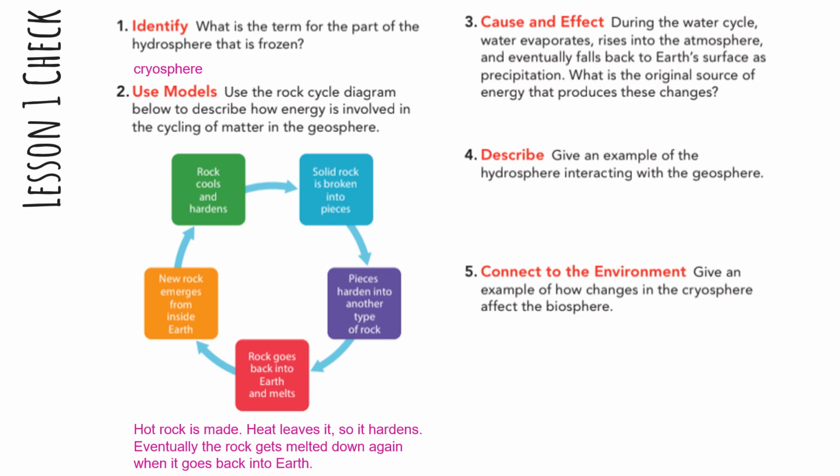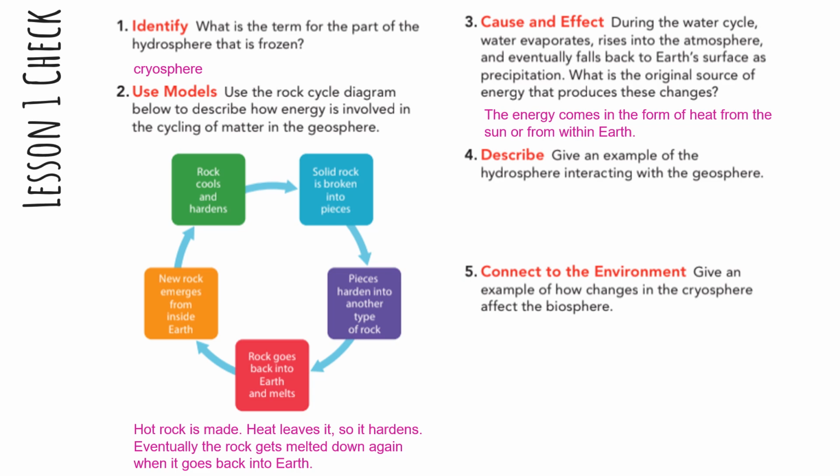3. Cause and effect. During the water cycle, water evaporates, rises into the atmosphere, and eventually falls back to Earth's surface as precipitation. What is the original source of energy that produces these changes? And the energy comes in the form of heat from the sun or from within Earth.